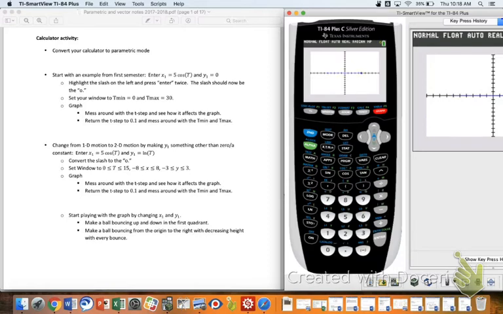Yeah, make the x 0 and the y 5 cosine of t, right? That would turn it into this instead of this. Yeah? Okay, so we've done lots and lots of problems like this.